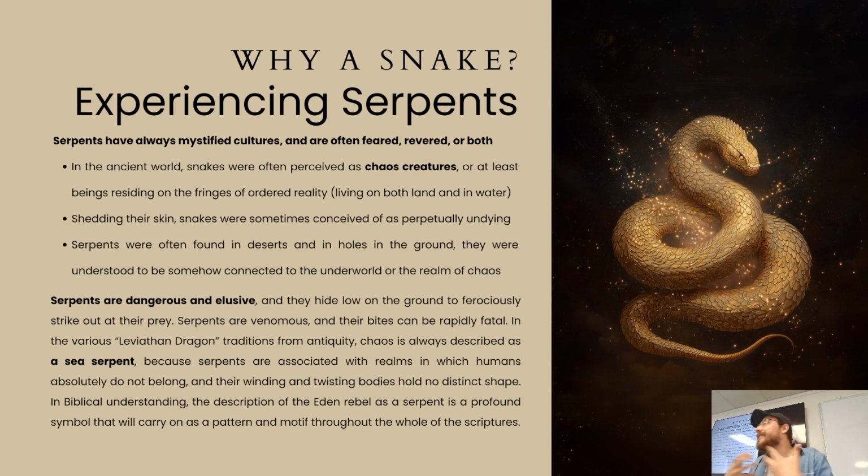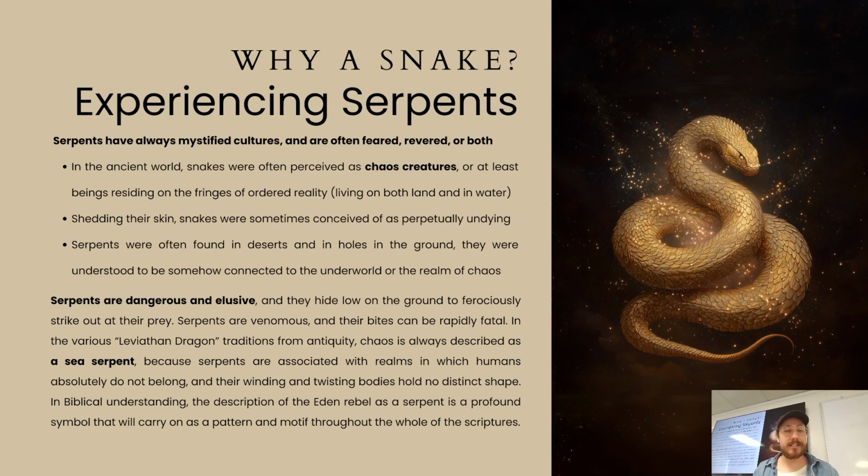So let's just talk about the experience of snakes, okay? In the ancient world, snakes were often perceived as chaos creatures, or at least beings residing on the fringes of ordered reality. They live both under the land, on the land, and in the water. They shed their skin. Snakes were sometimes conceived of as perpetually undying creatures, right? So they go through these periods of transformation. They go through this sense of, do they die, you know what I mean? Or do they just shed their skin, right?